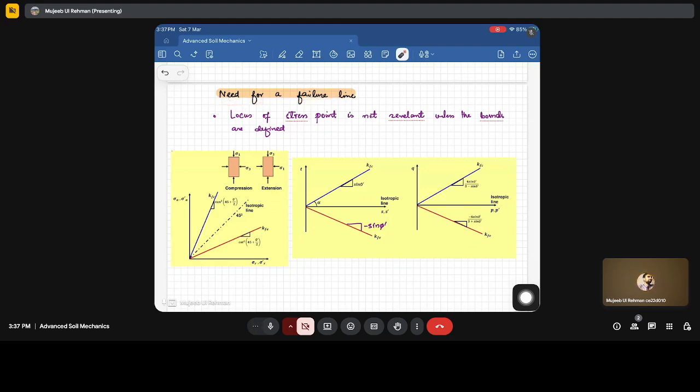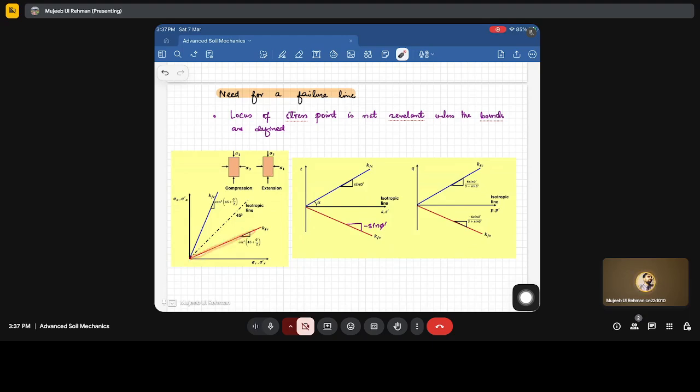The reason is, if we don't have this failure line in the PQ plot, then we don't have an idea which state of the soil is not going to exist, which is the failure state of the soil, or what the stress states are which a soil can hold without failing. Fine. So in all the three representations, whether it is sigma a and sigma r, or the T and S, or P and Q, we have determined these bounds. For the compression, this is the bound in the axial and radial stress plot. Similarly, this is the extension.